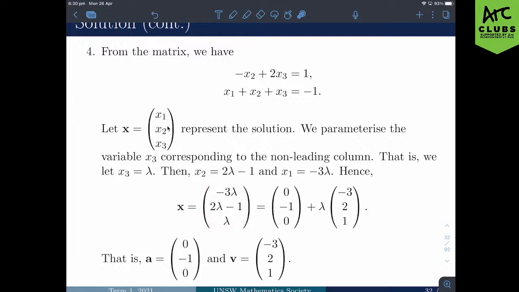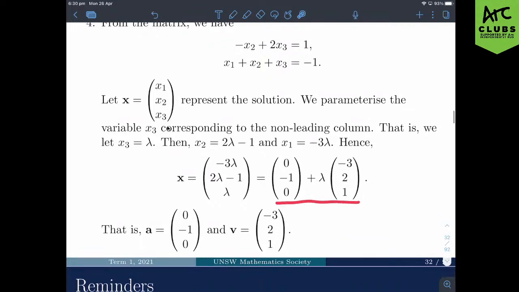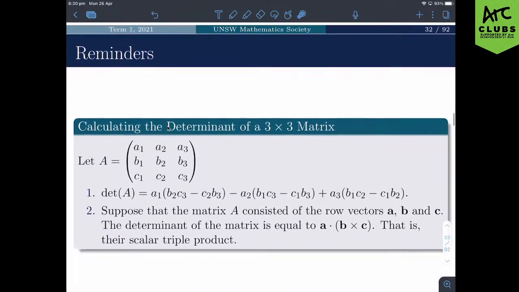And we can separate the terms out so that all the lambda terms are on the right. I don't know my left and rights. And also, all of the constant terms are on the left. Did I say left just now? Okay, I can't even remember. Anyways, from this, we can see that A is equal to this vector and V is equal to this vector. So we get our solution.